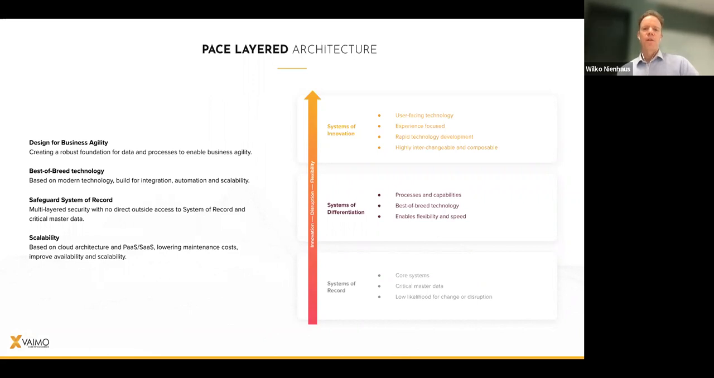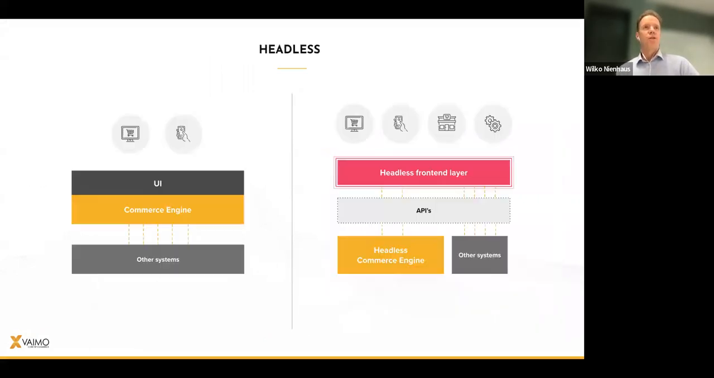A good example of this, what we've seen over the last few years, is this idea of headless, where the commerce engine no longer takes care of the presentation layer, and instead there's a separate front end that is the customer touch point.